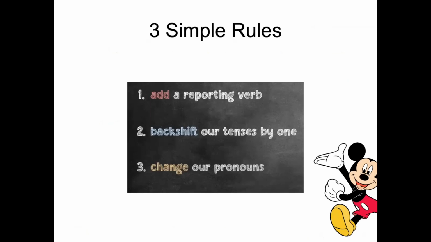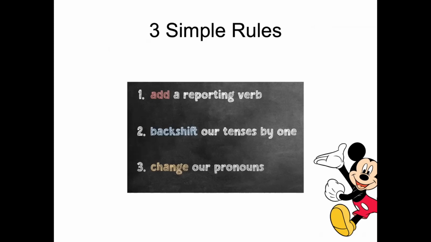Now let's talk about backshifting. When we use reported speech, we are changing the perspective. English has 12 basic tenses that can be broken down into 3 groups: past, present, future. Number 3, we have to change the pronouns.